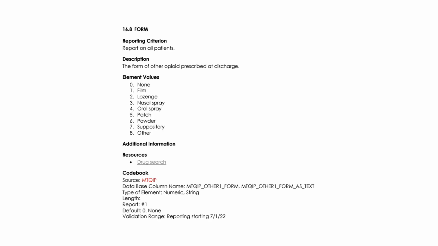Forms refers to the form of other opioid prescribed for a patient at discharge. Please see the different element values listed.